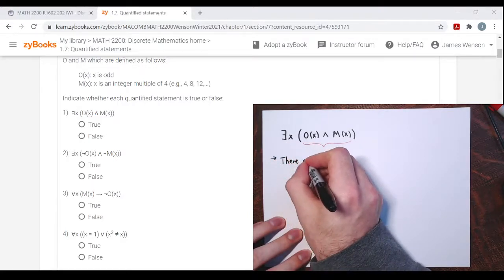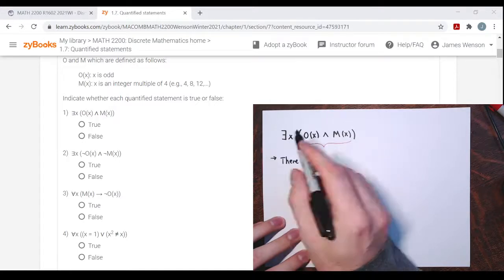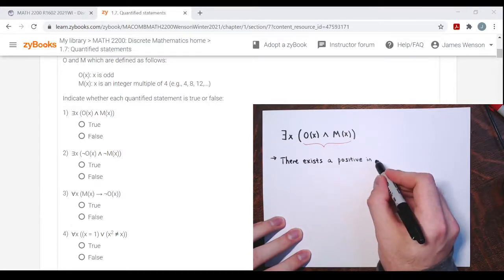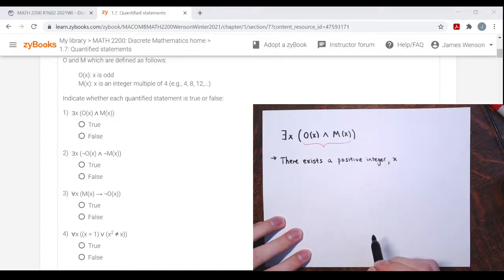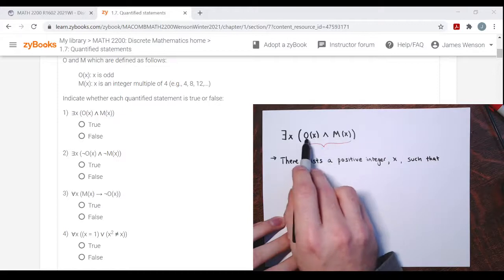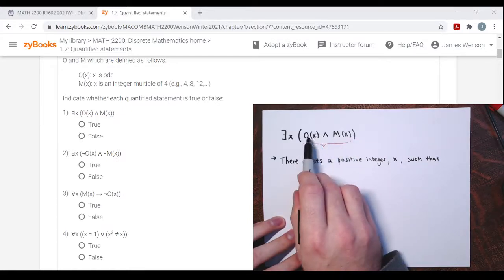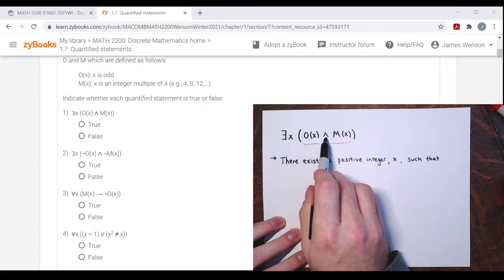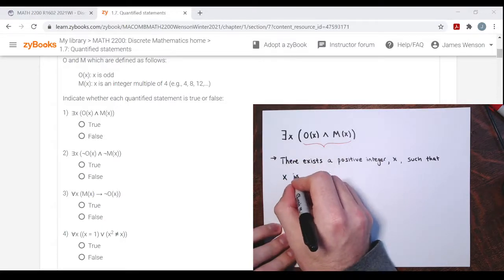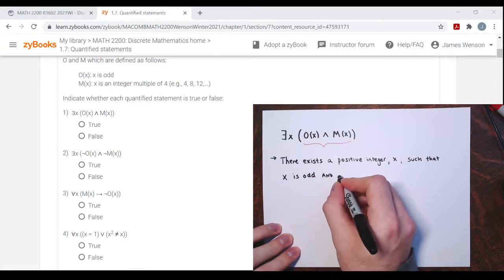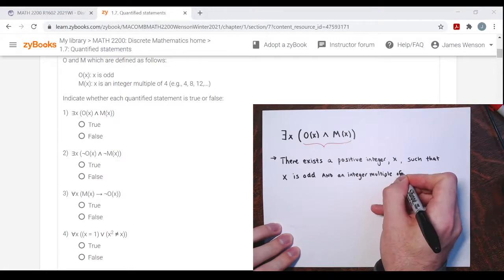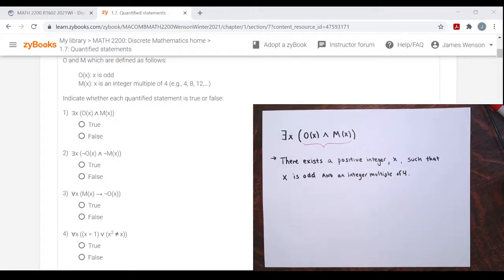there exists a positive integer, say x, such that, and then the following statement, the statement after the quantifier, such that x is odd, O of x, and at the same time, x is an integer multiple of 4, such that x is odd and an integer multiple of 4. Right. Now the question is, is this statement true or false?